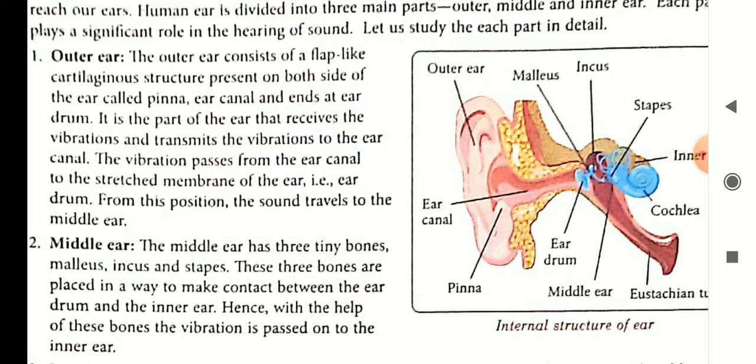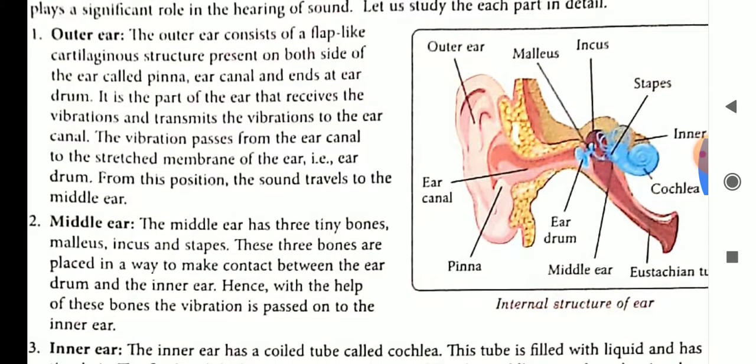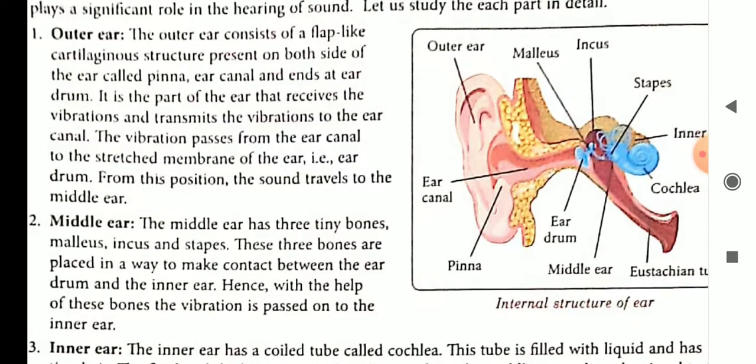Eardrum, कान का पर्दा, in Hindi we call it कान का पर्दा. It is the part of the ear that receives the vibration. Then the vibration passes from the ear canal to the stretched membrane of the ear known as the eardrum. And from this position, the sound travels to the middle ear.